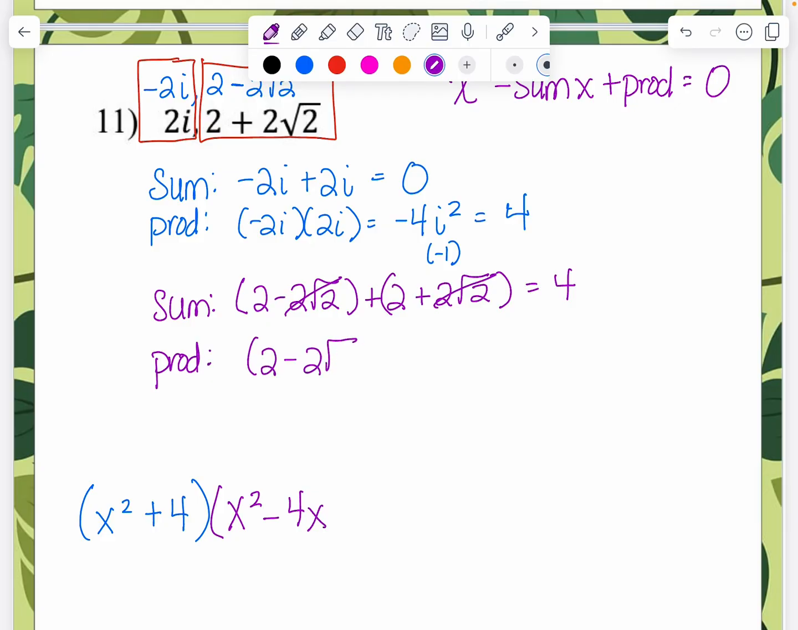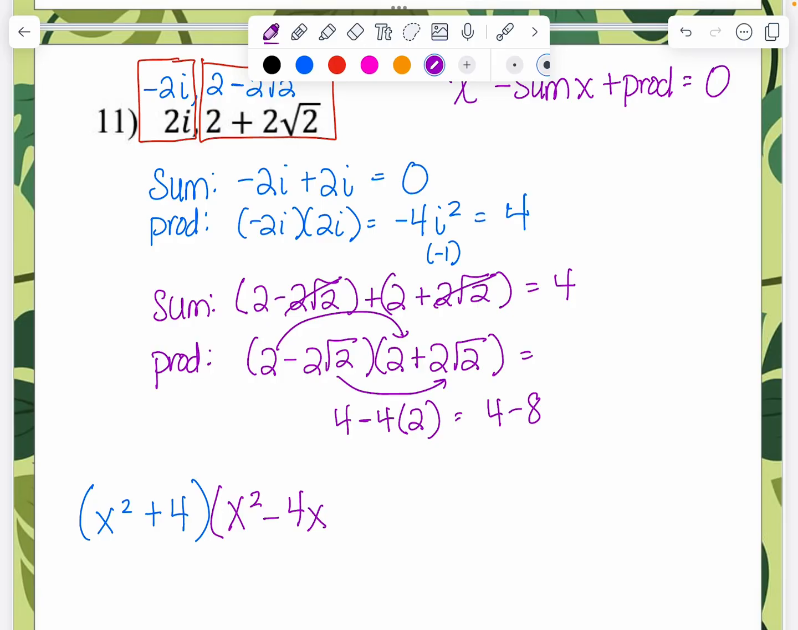2 minus 2 square root of 2 times 2 plus 2 square root of 2. My middle terms cancel, so I just have to multiply the last terms. So 2 times 2 is 4, and this is minus because it's a negative times a positive. The square root of 2 times the square root of 2 is going to be 2. So I'm going to follow the order of operations. 4 minus 8 is negative 4. So this one turns out to be x squared minus 4x minus 4.